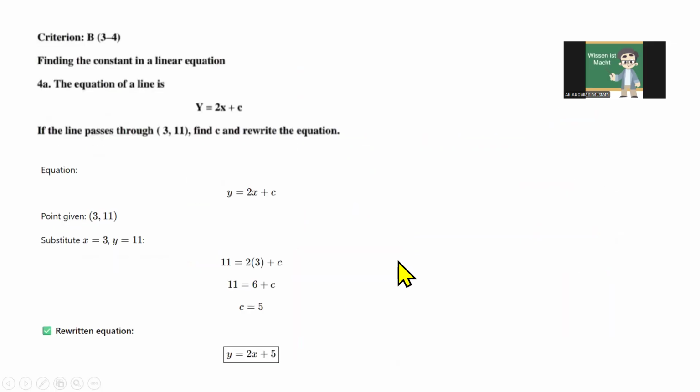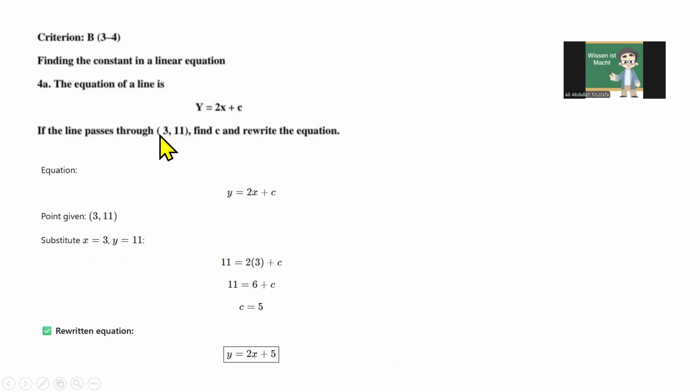Now we come to this one here. We have to find the constant of a linear equation. The equation of the line is y equal 2x plus c. If the line passes through the point 3 and 11, find c. Very easy. He's given you a point, 3 and 11. 3 is x and 11 is y.